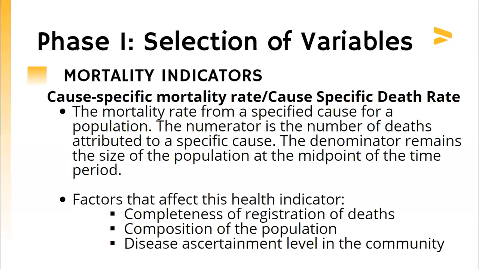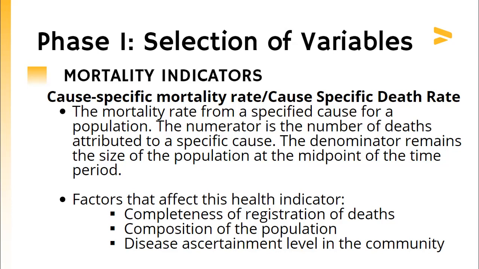Another mortality indicator is what we call the cause-specific mortality rate or cause-specific death rate. So this is the mortality rate from a specified cause for a population, and this is now what I mean, because in crude death rate we just compute for the total number of deaths without specifying or discriminating that particular cause of the death. We just count the total number of deaths, and that will give you your crude death rate.